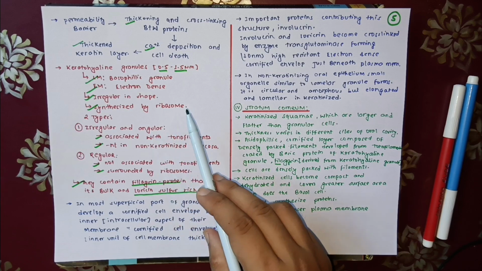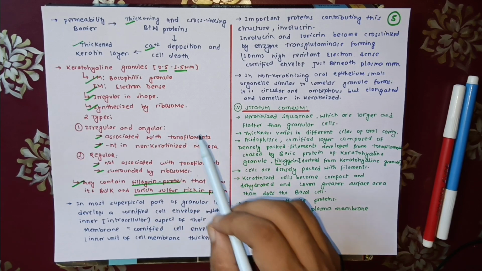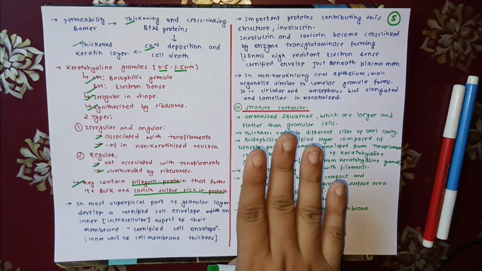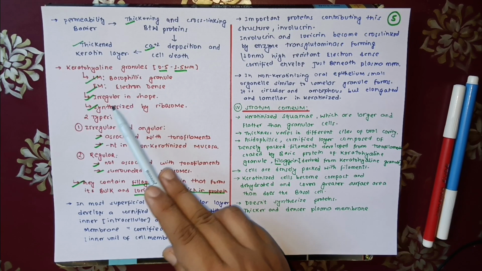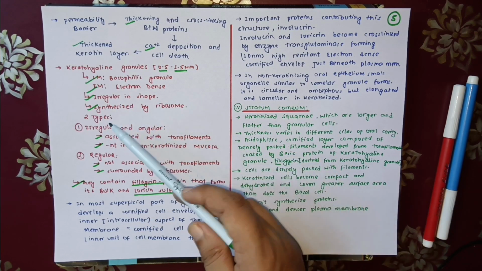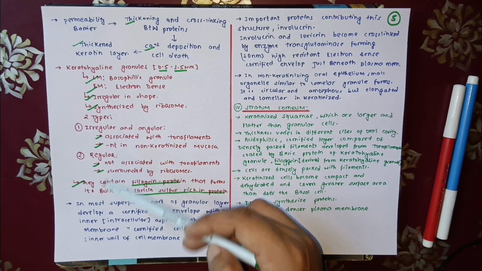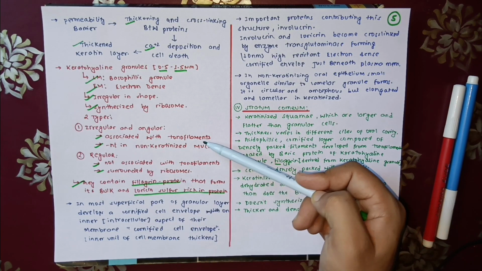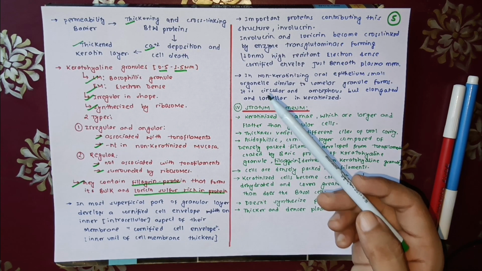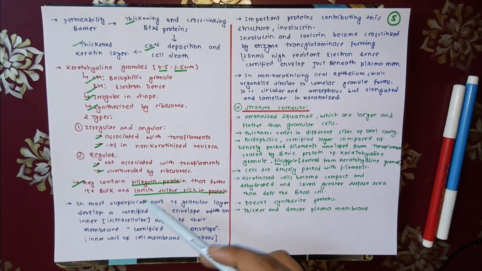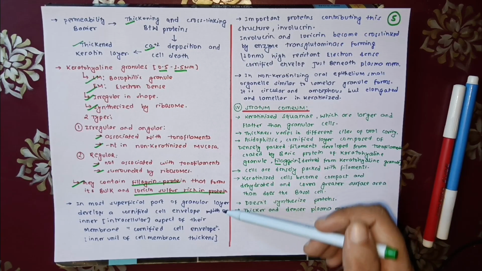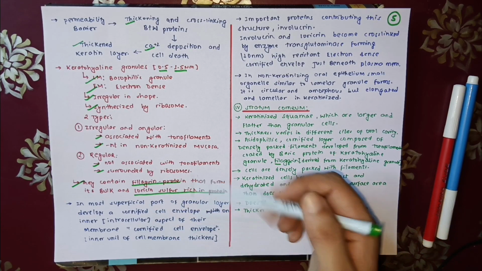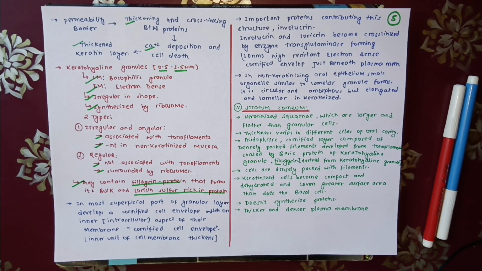So in keratohyaline granule, just remember: they are basophilic granules, and electron dense in the electron microscope, that is the terminology. They are irregular in shape, and we have two different types, irregular and regular. Irregular is associated with the tonofilament, and regular is not associated with the tonofilament. It contains the filaggrin protein and loricrin, the sulfur-rich protein. They are MCQ questions; they can ask you in the MCQ.